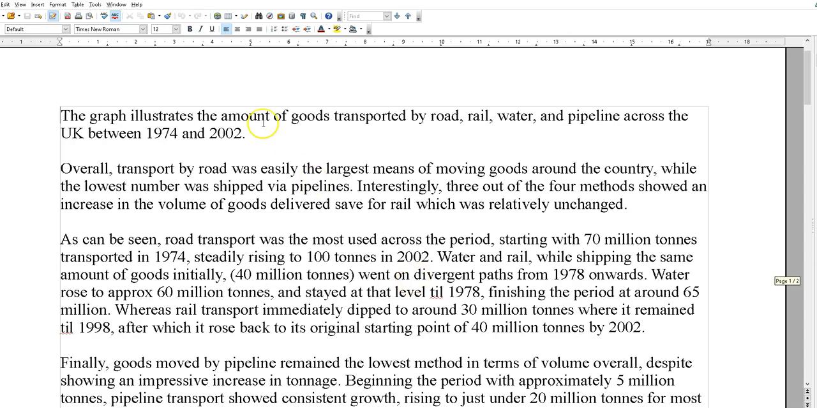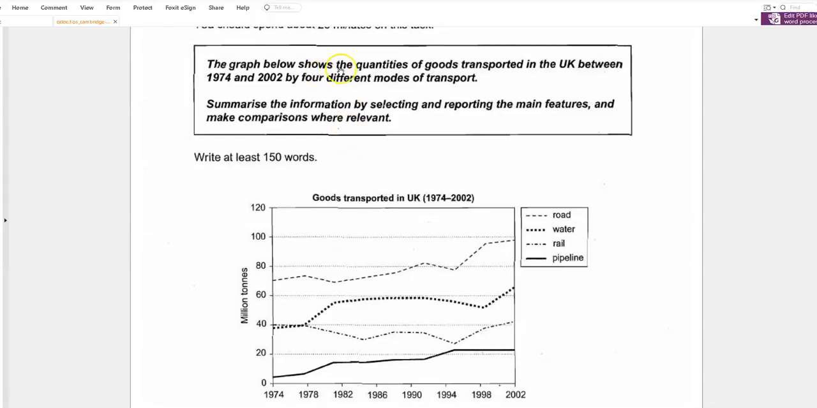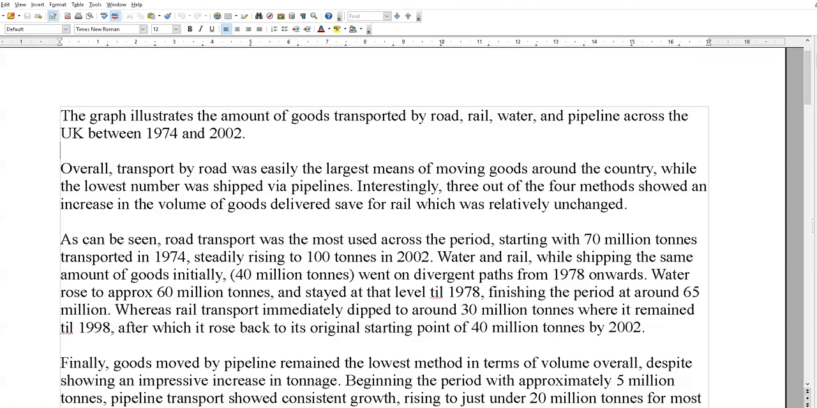So first things first, sentence 1, pretty straightforward. Just paraphrase that a little. Quantities of goods transported in the UK. Amount of goods transported by road, rail, water and pipeline across the UK. So you don't need to spend a lot of time there.